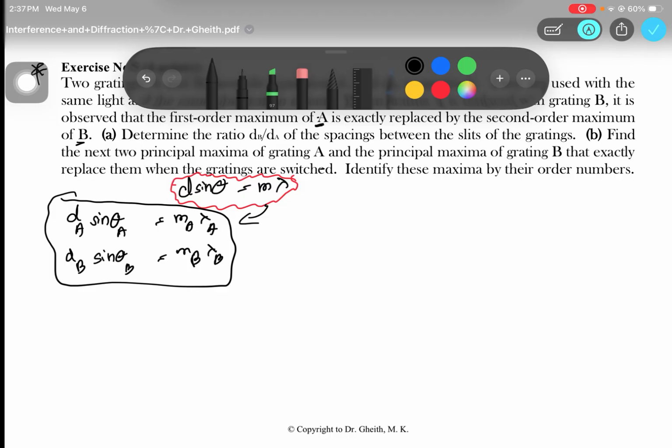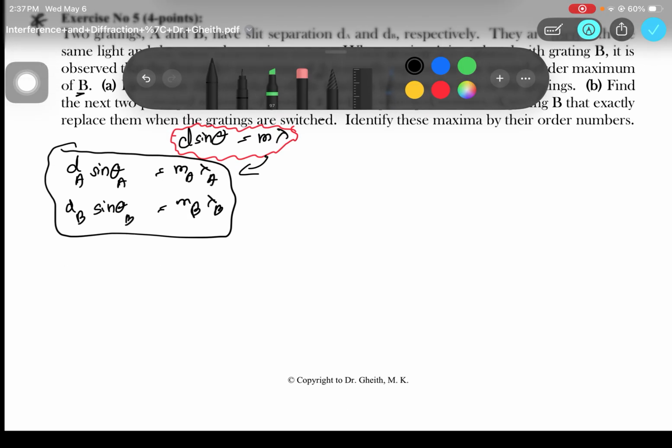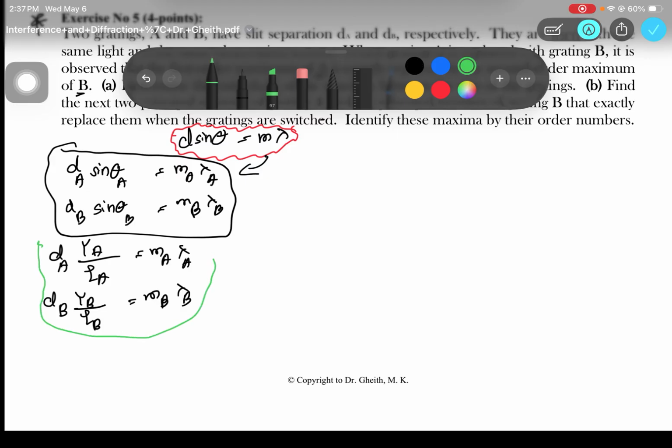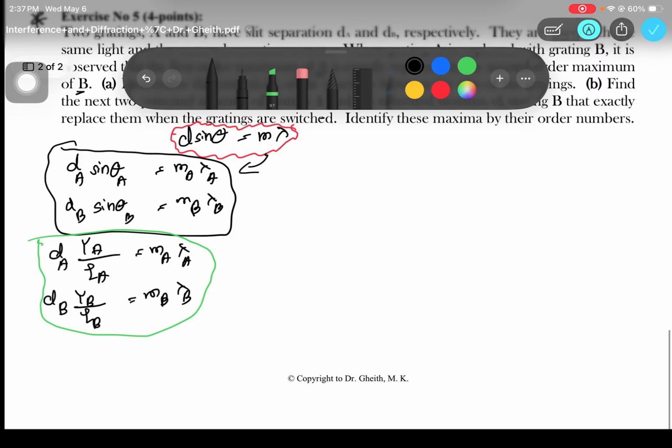After that we have to write d_A, they have y_A divided by L_A is equal to m_A lambda_A. And d_B y_B over L_B is equal to m_B lambda_B. And there are also other equations.